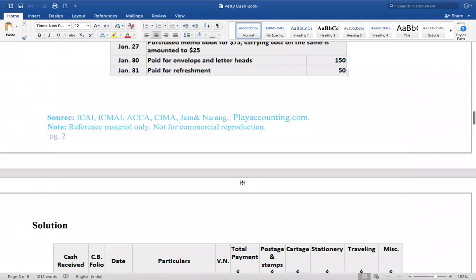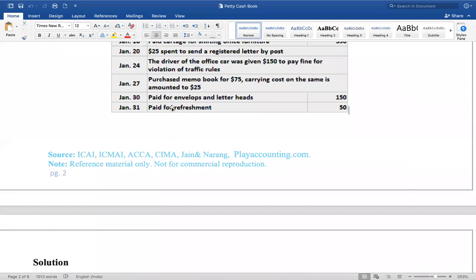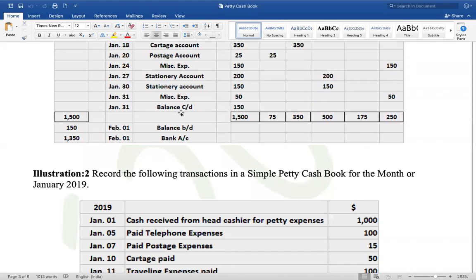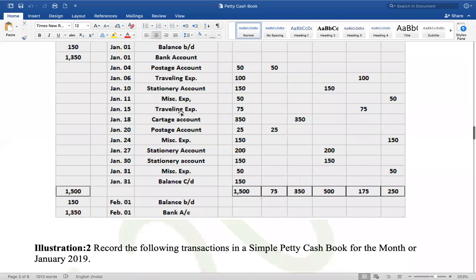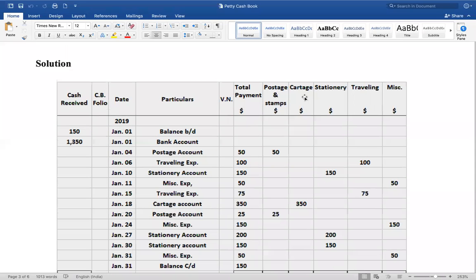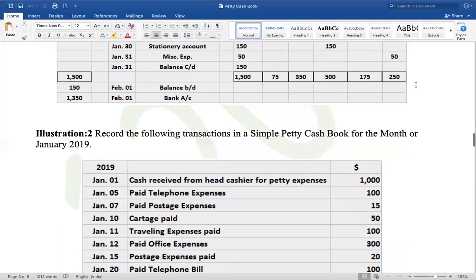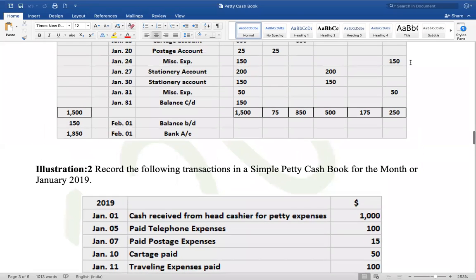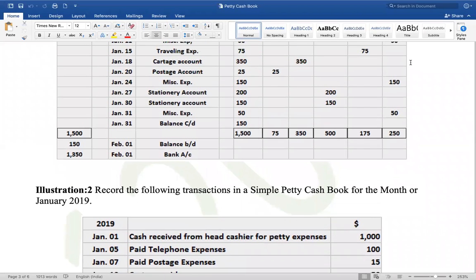Next, 31st, paid for refreshment 50. Where do you take that 50? Do you take it in postage? No. Cartage? No. Stationery? No. Traveling? No. Miscellaneous. Miscellaneous 50. And what is the total?